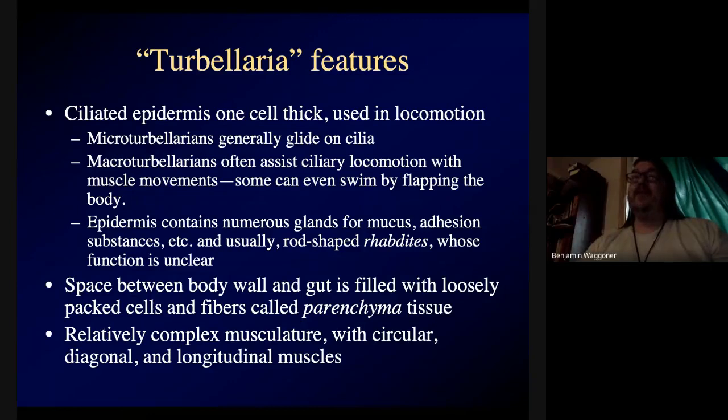Macroturbellarians just means ones that are big, and they'll usually assist their cilia with moving their muscles, and some can even swim. There are some very large marine flatworms that can flap the body. One you might look up is called the Spanish dancer, because when it swims, it looks like a Spanish flamenco dancer, swinging her ruffled skirts around. At least it does if you're on drugs.